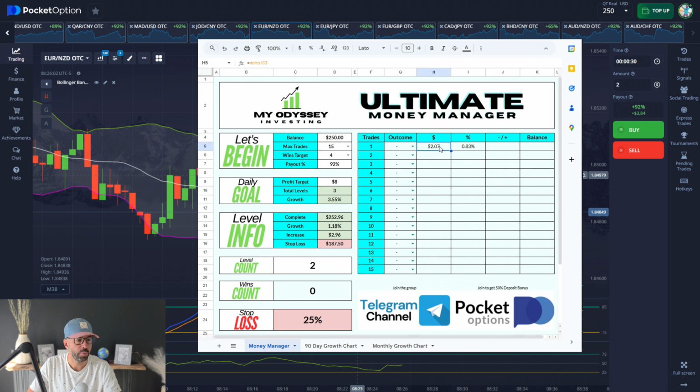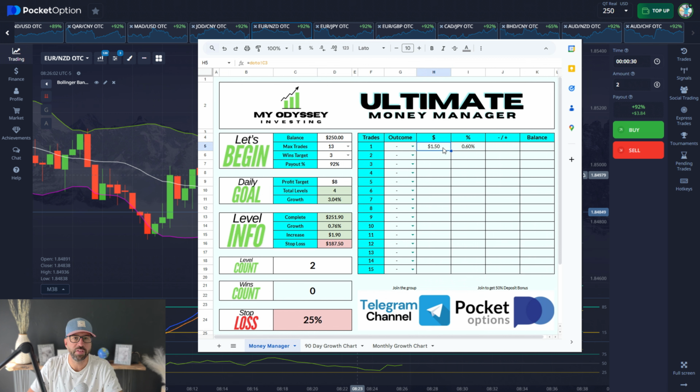With my $250, I want to make a modest 3% per day. That's all I want to do. So I'm going to change this to 14 and 4, maybe 14 and 3. No, you can't because it's dollars there. All right, we're going to do a 3 win target out of 13 trades.